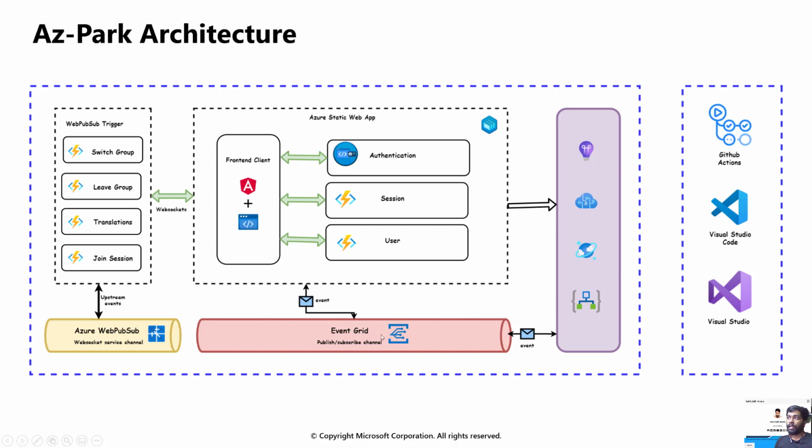So this is the overall architecture, and in the rightmost corner you can see the tools that I have used for developing this application. For the front end I have used Visual Studio Code, and for the back end I have used Visual Studio. And there is a GitHub Action that will be automatically generated. There will be a workflow generated in your repository whenever you are deploying your application into Azure Static Web App. So we will see these in detail when we cover the Azure Static Web App module.